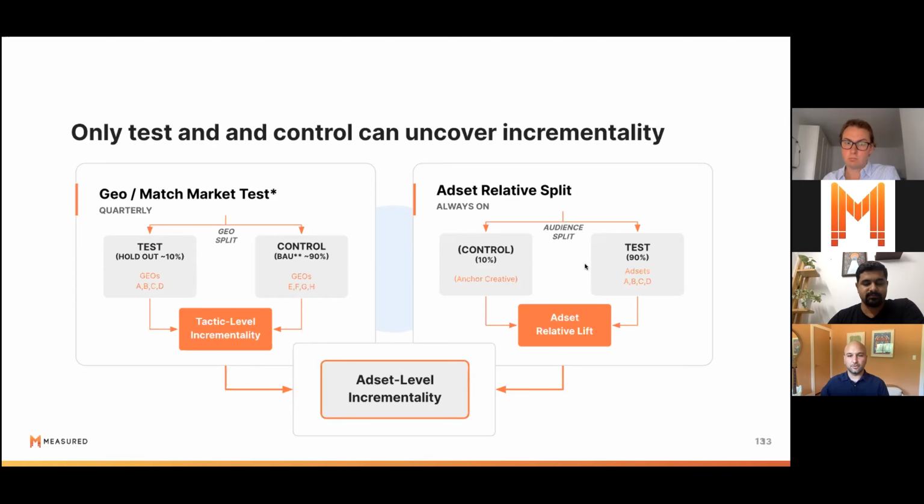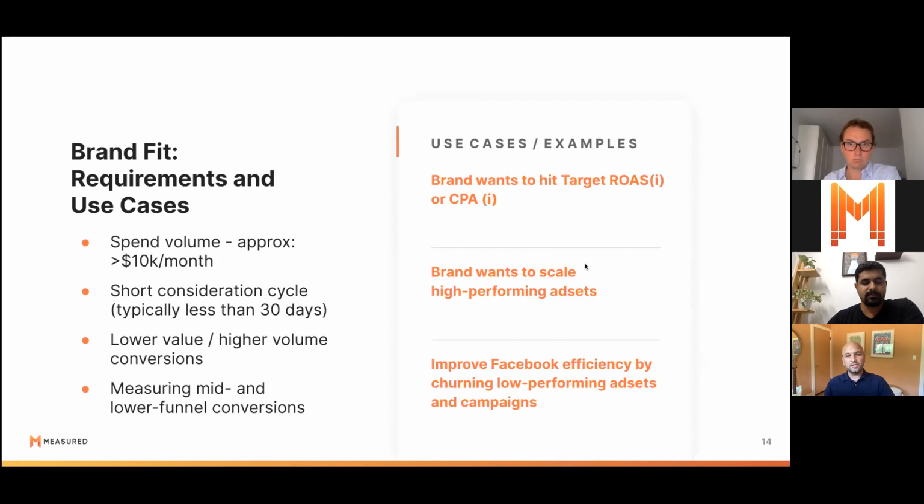Great. Cruising right along here. Ranjit, do you want to give us a brief overview of what brands should be looking for, or how they can think of themselves? Are they a good fit for these types of testing frameworks? Sure. So any brands that have a spend of $10,000 or above is a good fit for this experiment. And typically with a consideration cycle of 30 days or less, so that we can measure the impact of that using a geo experiment, which runs for 30 days. So that will be an ideal candidate.